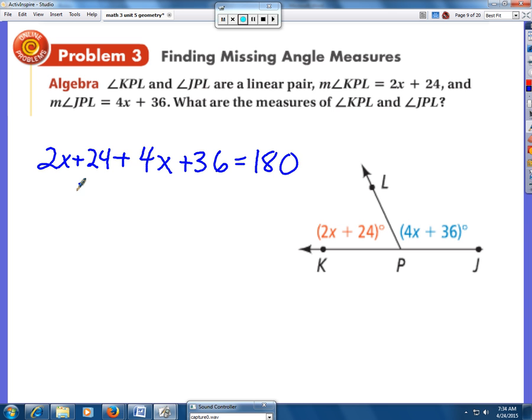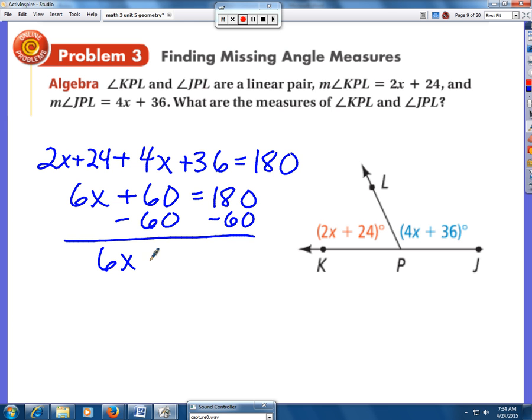So 2x plus 4x, 24 plus 36 equals 180. Subtract 60, and I get 6x equals 120, and x equals 20. Now, the question is, what are the measures of KPL? Now that I know x, I have to plug that in to the expression to get the measure of KPL. So I have 2 times 20, which is 40, plus 24, is 64 degrees.